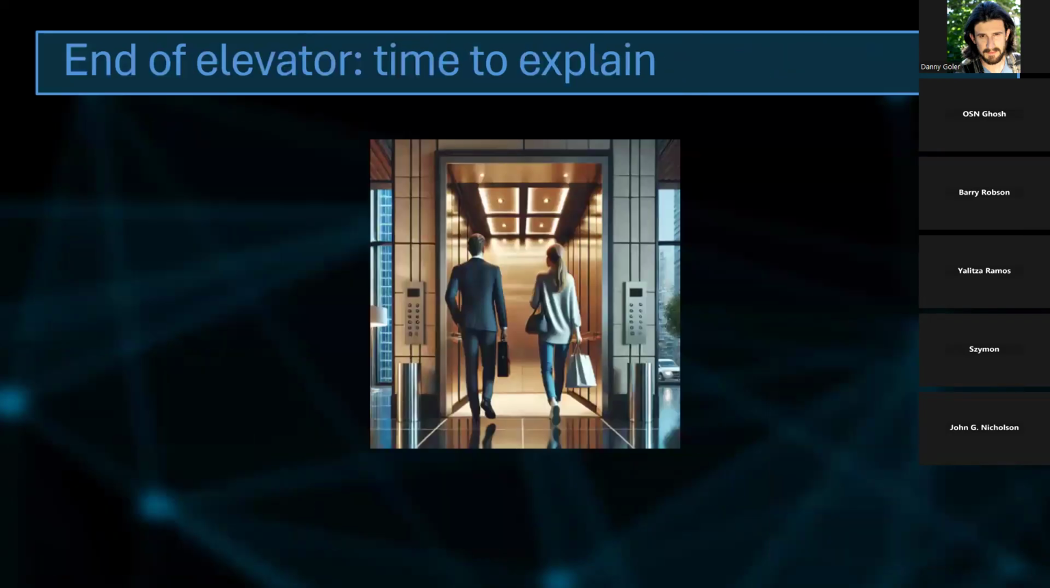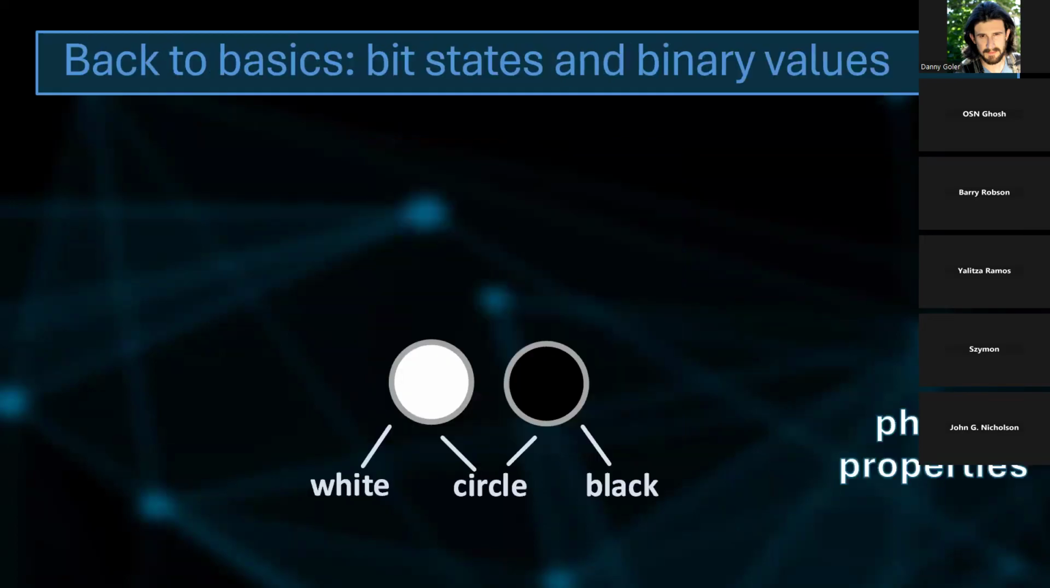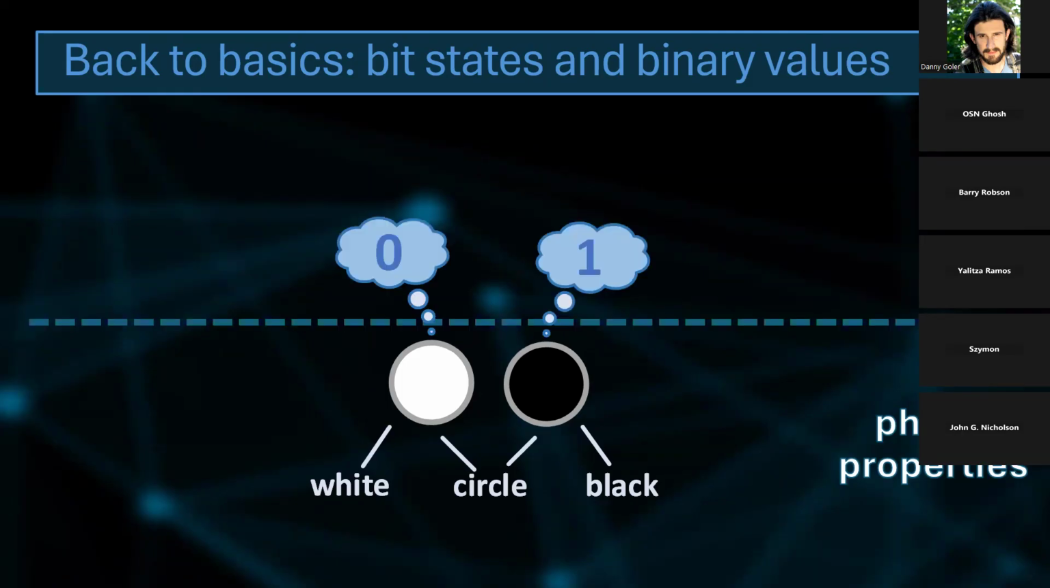That's the elevator pitch. So now I need to go back to the basics to explain how that would actually work. And to do so, going back to the computer, you see here two physical objects, a white circle and a black circle. They have properties which we can objectively observe and measure, the size of the circle, whatever else. And if these were bits in a computer, they could be associated with a binary 0 and a binary 1.